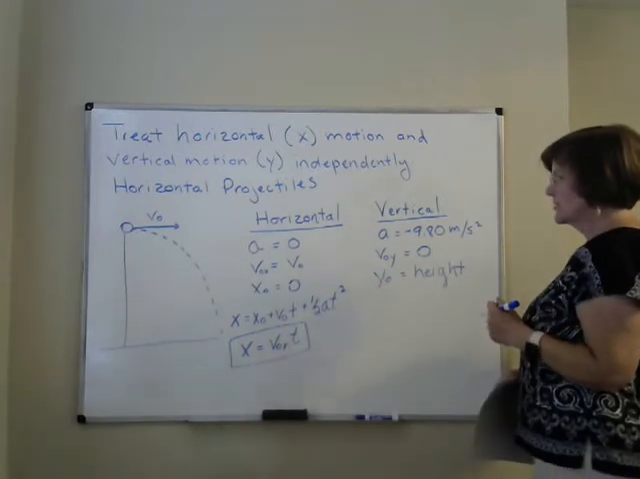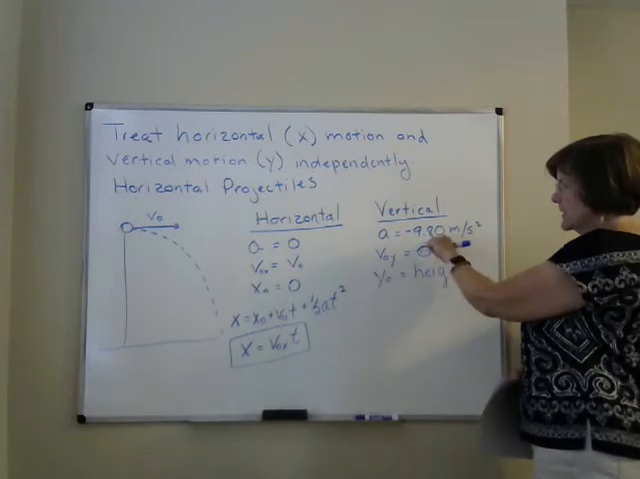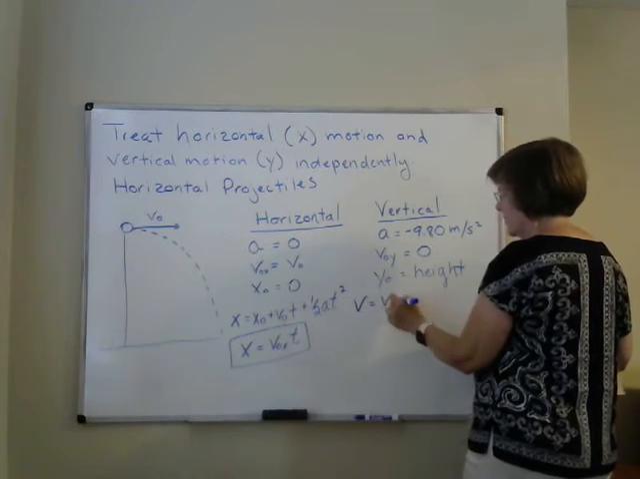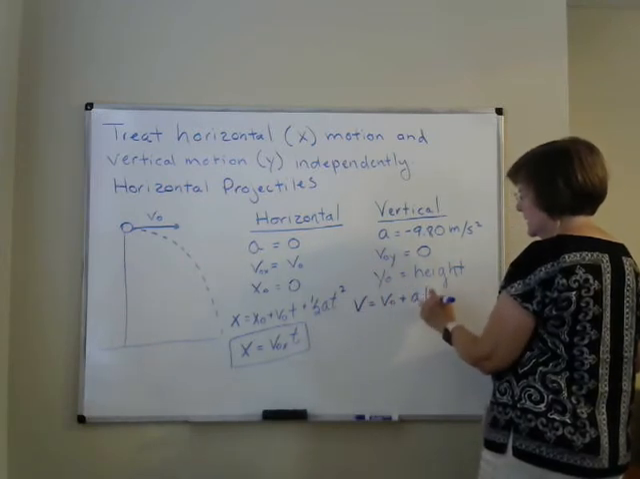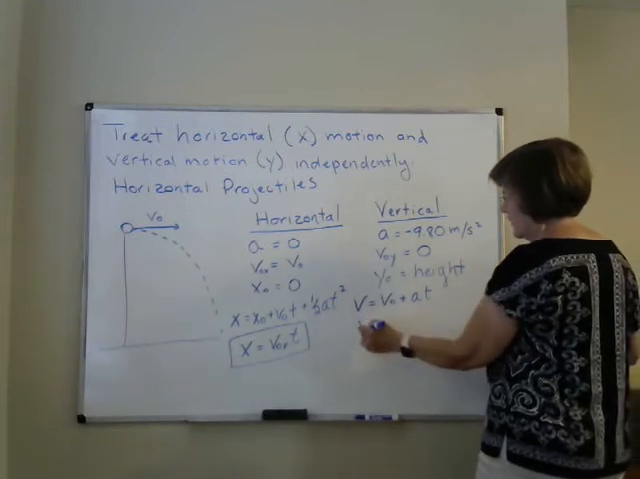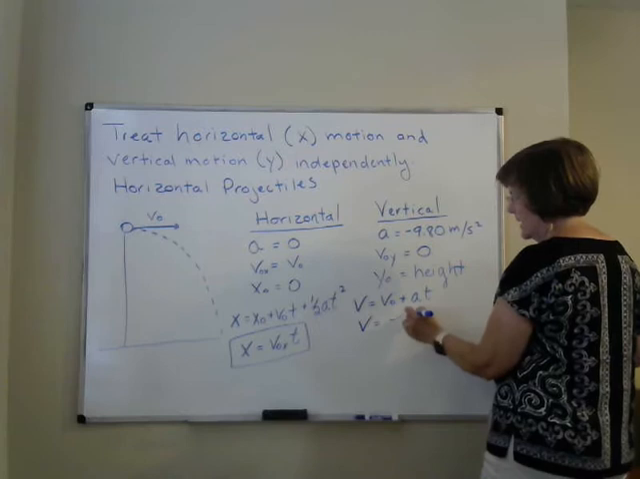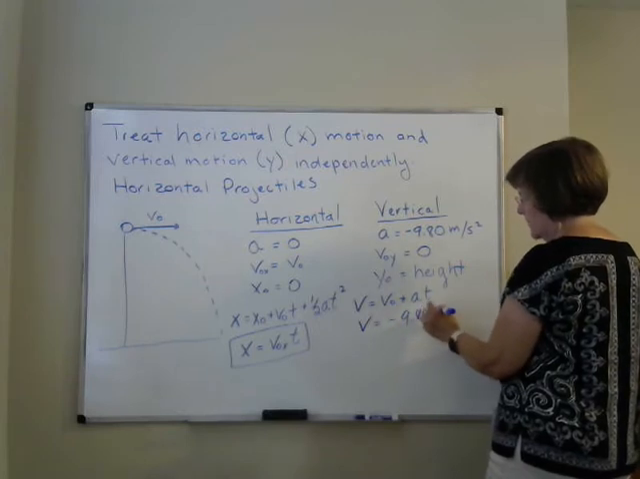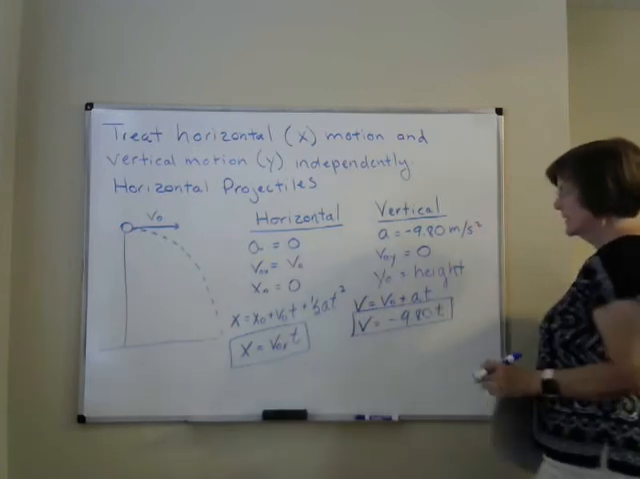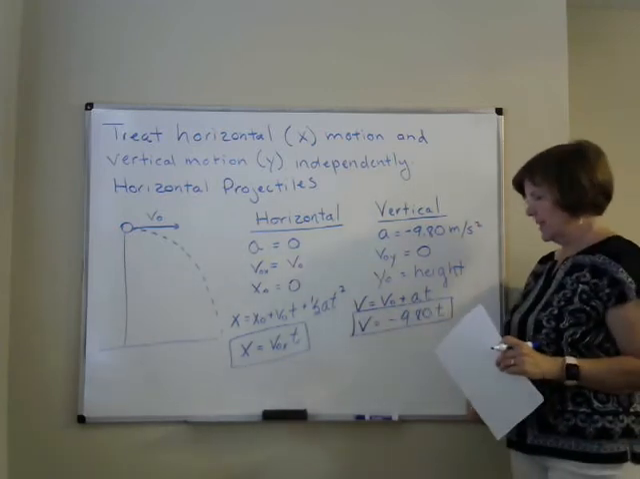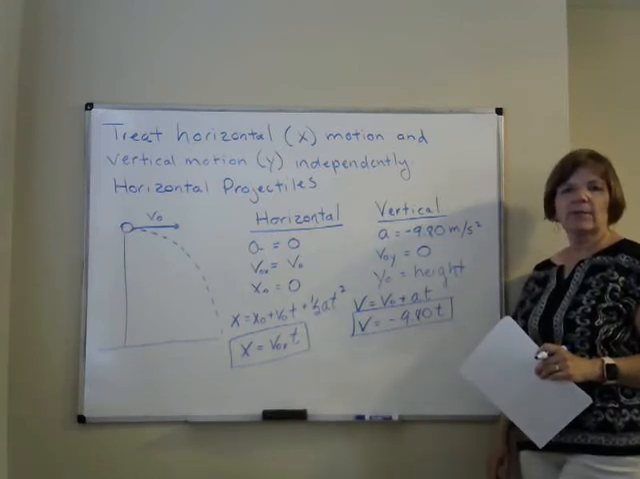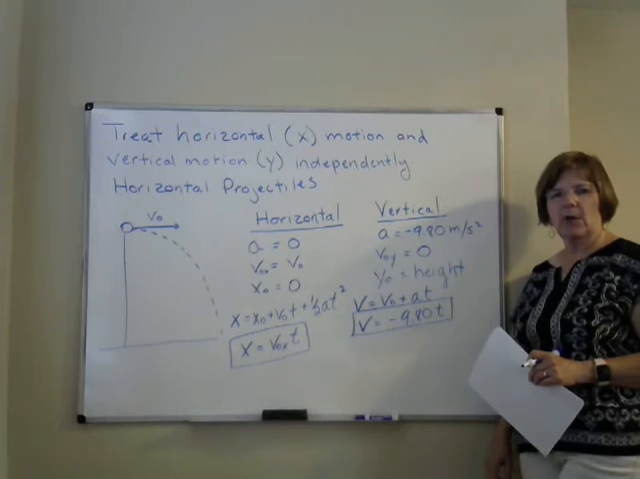Vertical velocity is not constant because we have an acceleration. So our vertical velocity is v0 plus at. Well, v0 is always 0. So the vertical velocity is just negative 9.80 t. So after 1 second, it's going to have a downward speed of negative 9.80. Its horizontal speed is going to be whatever the horizontal speed was at the beginning of the problem.